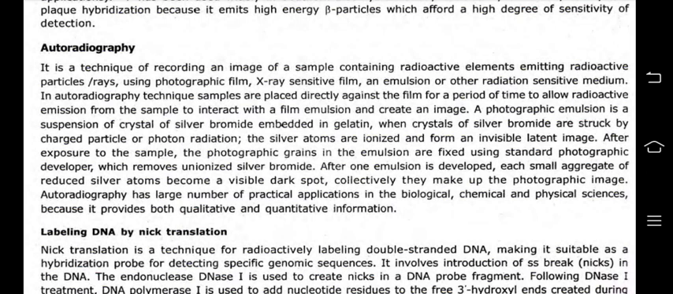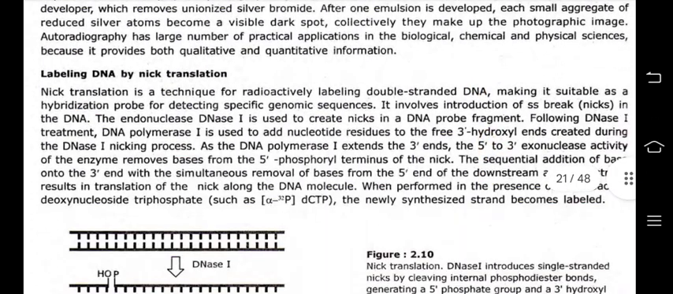Then labeling DNA by nick translation. Nick translation is a technique of radioactively labeling double-stranded DNA, making it suitable as a hybridization probe for detecting specific genomic sequences. It involves introduction of single-strand breaks, nicks, in the DNA. The endonuclease DNase I is used to create nicks in a DNA probe fragment. Following DNase I treatment, DNA polymerase I is used to add nucleotide residues to the 3' hydroxyl ends created during the DNase I nicking process. As DNA polymerase I extends the 3' ends, the 5' to 3' exonuclease activity of the enzyme removes bases from the 5' phosphoryl terminus of the nick.